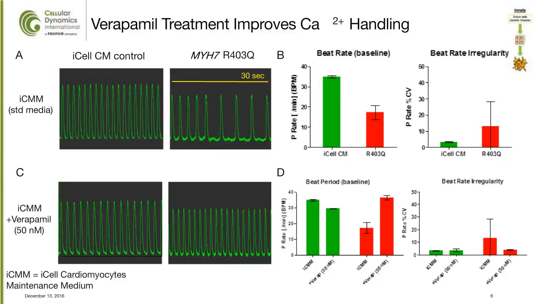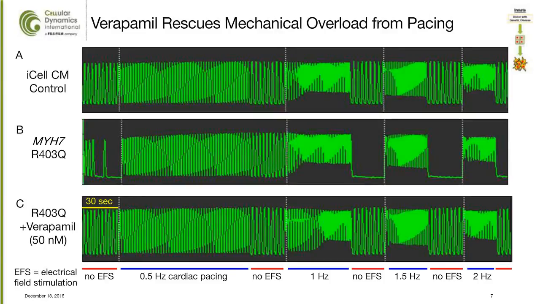The next thing we wanted to do was to look at the effects of mechanical overload. In these experiments, we're using the same calcium handling experiments, the same calcium handling dye, where we have the control cells and they're spontaneously beating. Then they undergo a pacing protocol where we increase the pacing to 0.5 hertz and then stop pacing and allow the cells to recover. Then increase the pacing to 1 hertz and stop pacing and allow the cells to recover. Then 1.5 hertz, stop pacing, and 2 hertz and stop pacing. You can see that at each event when the pacing is stopped, the cells begin to spontaneously beat again.